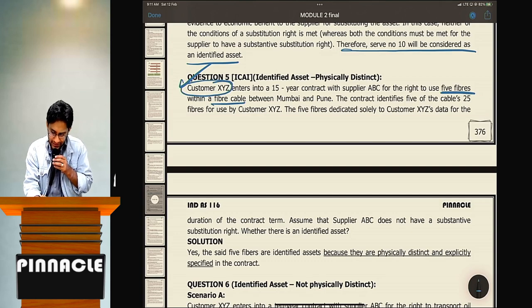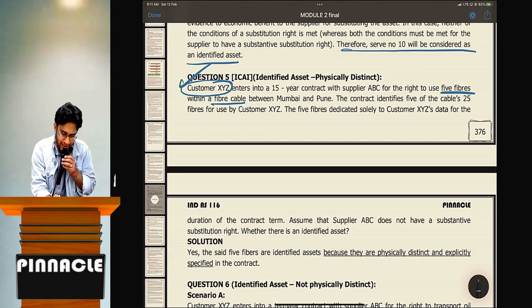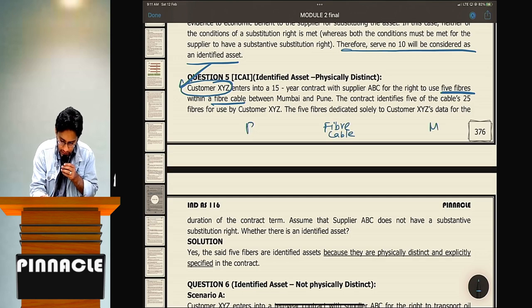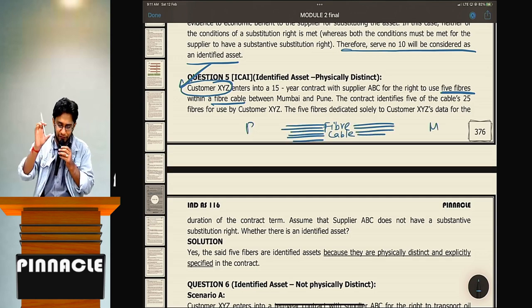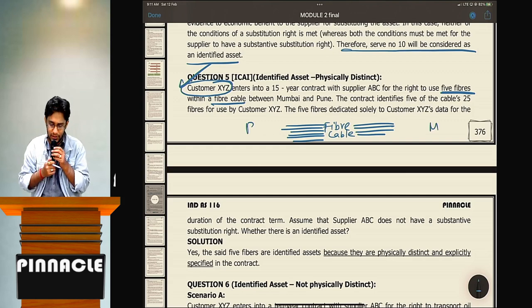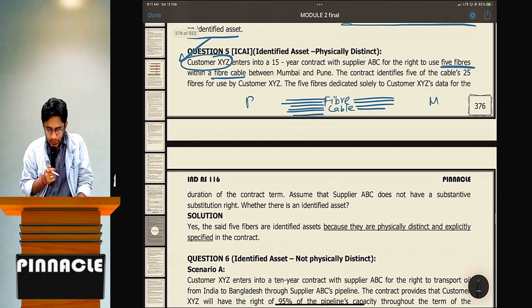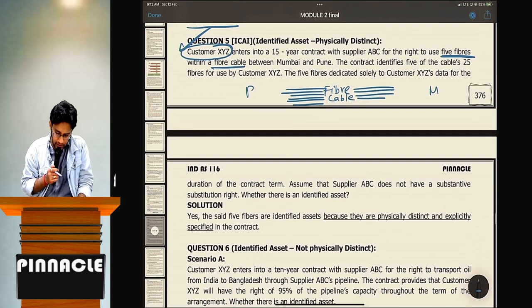The contract identifies 5 out of the cable's 25 fibers for use by customer XYZ. That means there is a big fiber cable, sir, which runs between Mumbai to Pune. In this total 25 cables are there. Out of these 25 cables, 5 cables are dedicated towards a particular customer. The 5 fibers are dedicated solely to customer XYZ's data for the duration of the contract term.